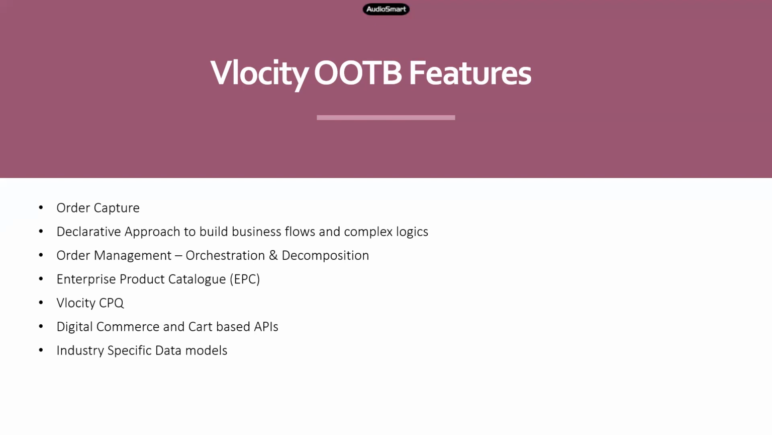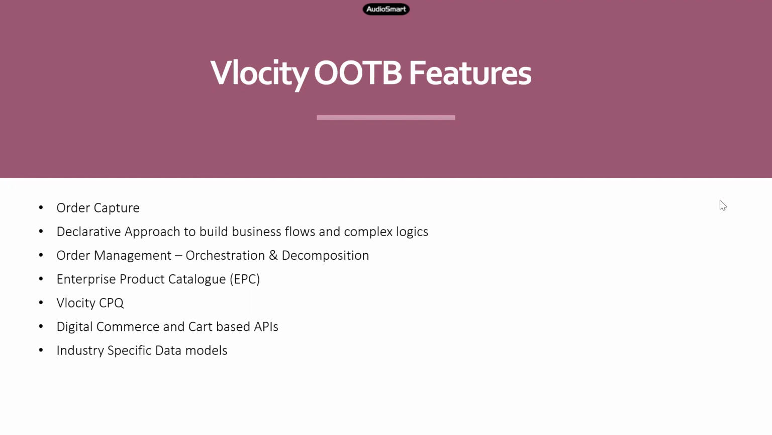Right? So there are certain APIs. There are more than 100 to 150 APIs provided by Vlocity for different functionalities. They are divided into two parts, card-based APIs and digital commerce APIs. And finally, we have one more thing called industry-specific data models, which we had discussed in the earlier part, where Vlocity provides us industry-specific data models, which are basically more customized on the existing Salesforce data model.